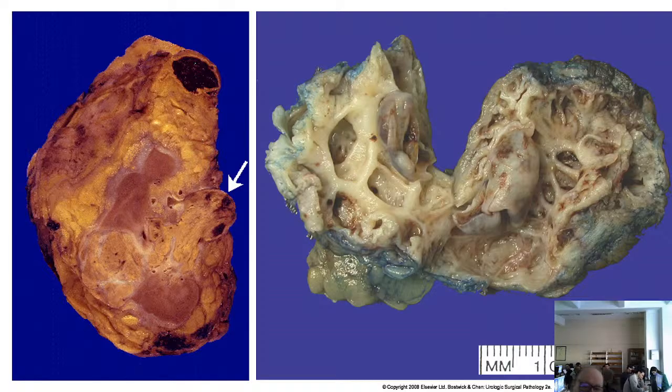And when you microscopically examine these septa, you'll find clear cell renal cell carcinoma cells. So this is a neoplasm with cystic configuration due to this complex architecture.